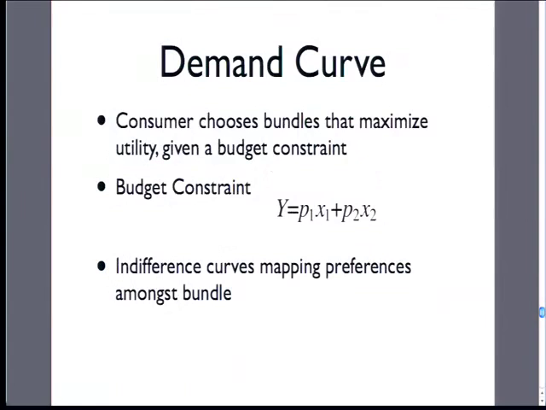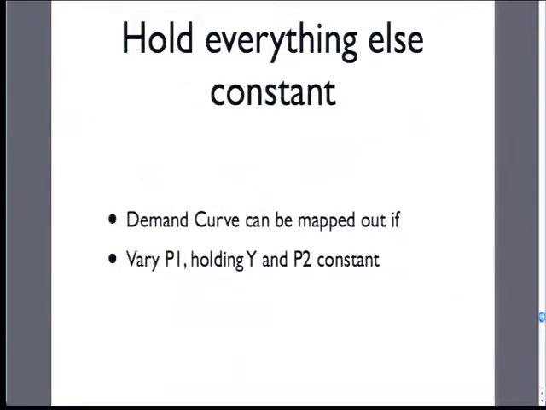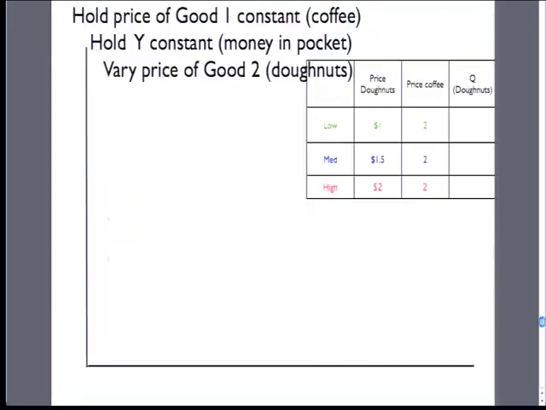The demand curve is going to be defined by our budget constraint. And so what we're going to do is vary the price of good 1. That's how we're going to get a demand curve out of it. So I'm going to have a little table here. We are going to vary the price of donuts, $1, $1.50, $2. We're going to keep the price of coffee constant, and we're going to keep income constant.